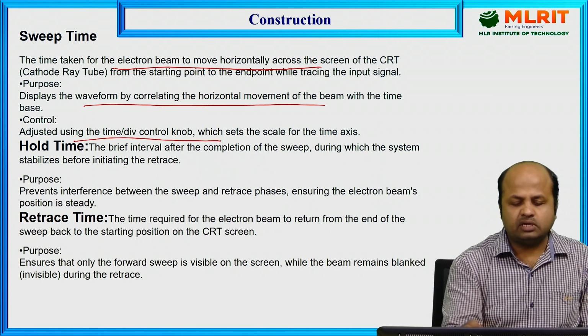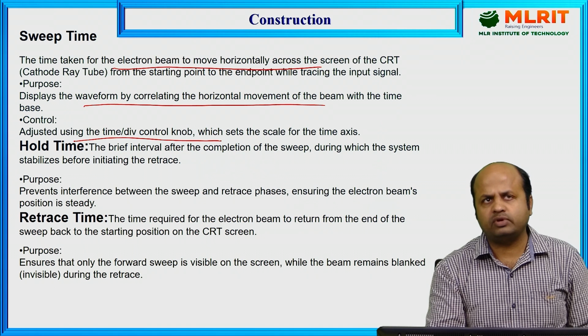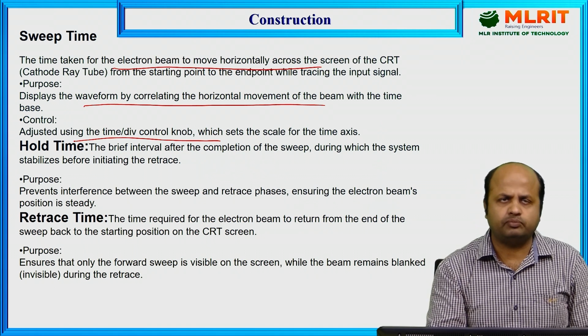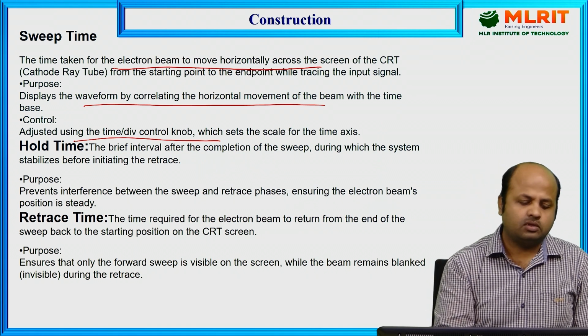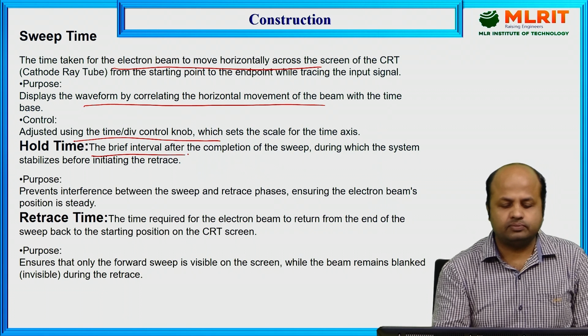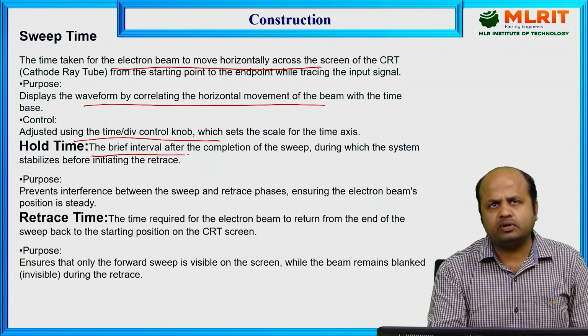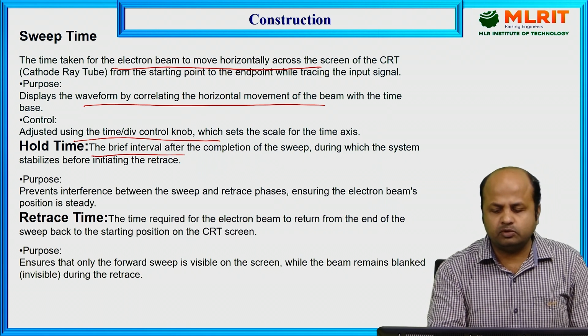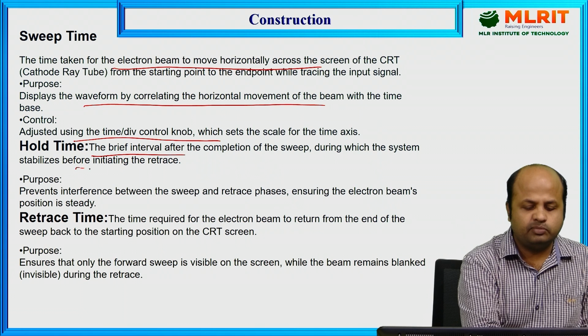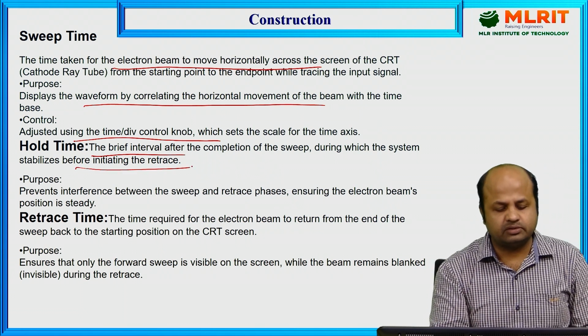Adjusted using the time per division control knob. So we can change the sweep time using the time per division control knob. Then we have hold time: the brief interval after the completion of sweep during which the system stabilizes before initiating the retrace.